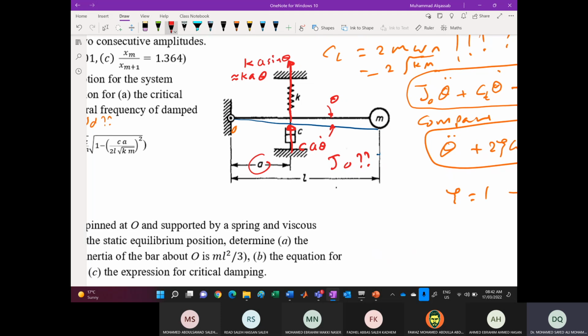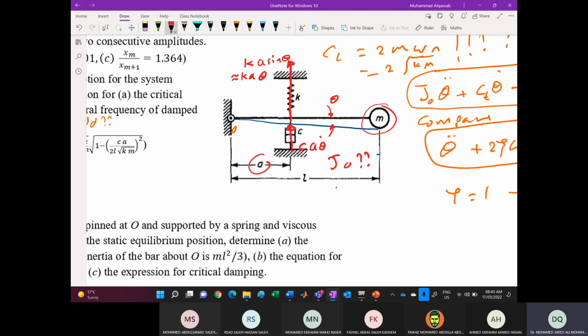We cannot assume flexible because this will take us beyond the scope of the course. If it is flexible, then it's something else. Pivoted and flexible, it means partial differential equation. So we take it pivoted and rigid body. And since the mass is not mentioned here, we take that J of the bar is 0. Then Jo is only of the bulb mass, which is a point mass here. Okay, it is not a rigid body, this is a bulb mass. If it is a disk, then we have to see if this is locked or unlocked. Okay, but this is a bulb mass.